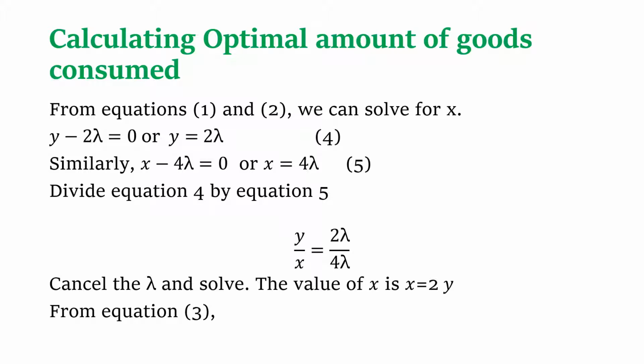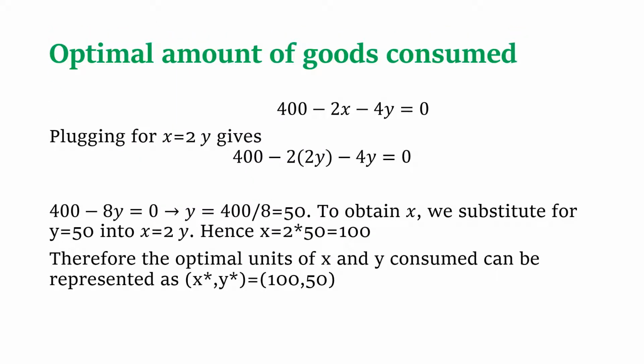So what we do now is we divide equation 4 by 5. If we divide equation 4 by 5, we have y over x equals 2 lambda over 4 lambda, and that gives us, if we solve, x equals 2y, right? So from equation 3, the derivative of the Lagrangian function with respect to lambda, with respect to the Lagrange multiplier, is equal to this.